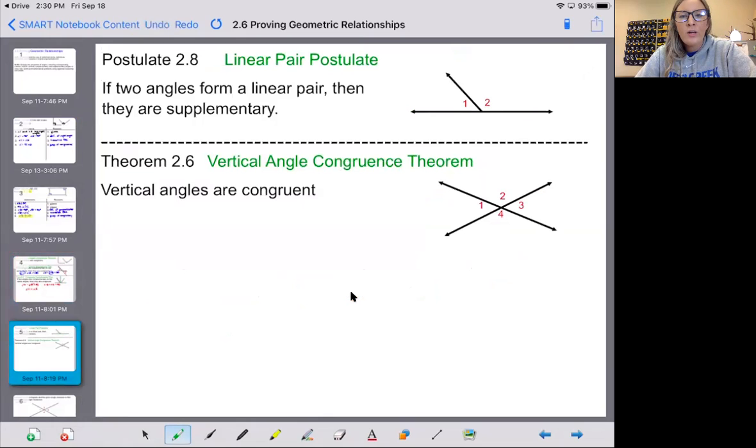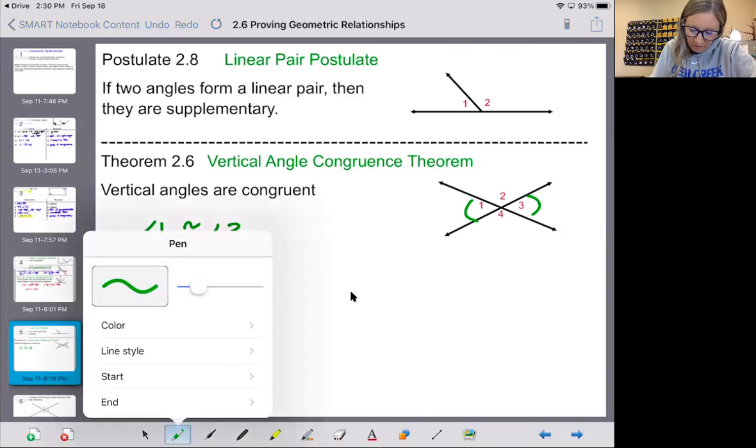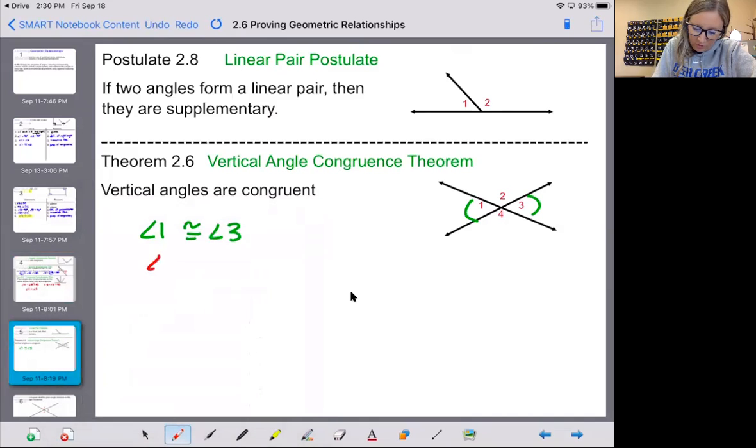And then the vertical angle congruence theorem. Now, you might have caught on to this, but we haven't actually mentioned this. It says that vertical angles are congruent. Now, what angles in that diagram are vertical? Angle 1 is congruent to angle 3, right? Those are vertical angles. And then we also have angle 2 is congruent to angle 4, because these are vertical angles as well. So any set of vertical angles are congruent.